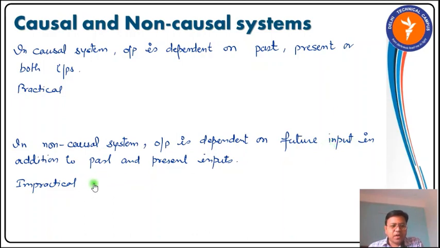I must give you an example. Say a person has gone to an astrologer, who sees the person's hands and predicts the future, and asks him to perform certain rituals in order to improve his future. Then the deeds of that person will depend upon his future. So that could be an example of a non-causal system. All the practical examples are examples of causal systems, which depend upon past and present inputs only.